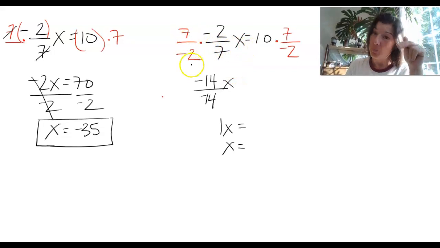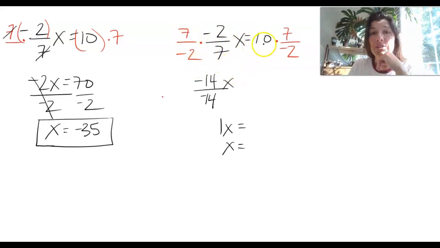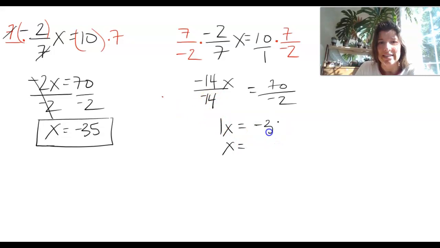If I did that to one side, I have to do it to the other. So we have 10 times 7 over -2. Need to put in the denominator for that whole number 10, multiply straight across. We're going to get 70 over -2. And notice we're getting the exact same answer we had when we solved the problem in 2 steps.